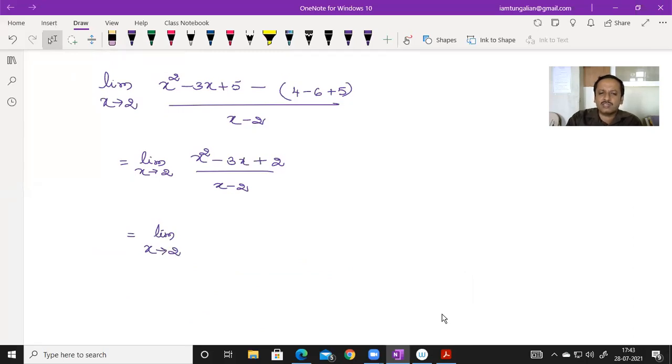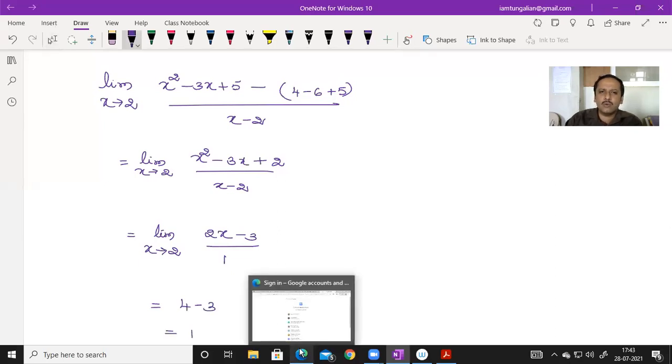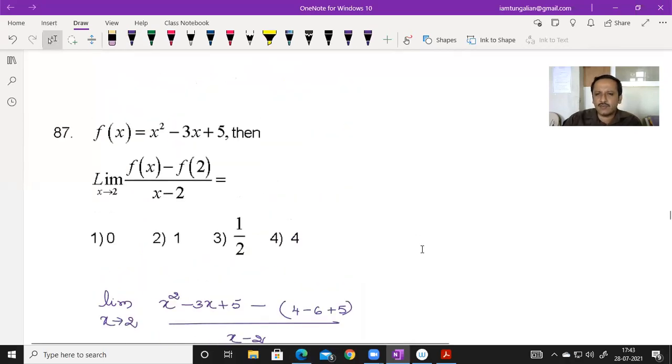So use L'Hospital's rule. 2x minus 3 divided by the derivative of x minus 2, which is 1. Apply the limit as x tends to 2. 2 into 2, 4 minus 3, 4 minus 3 is equal to 1. 1 is the answer. This is one way of doing it.